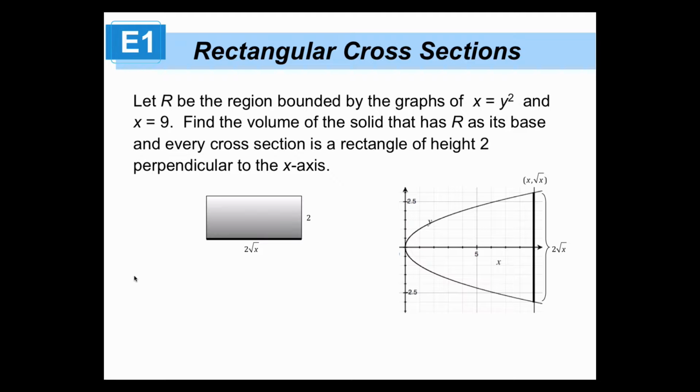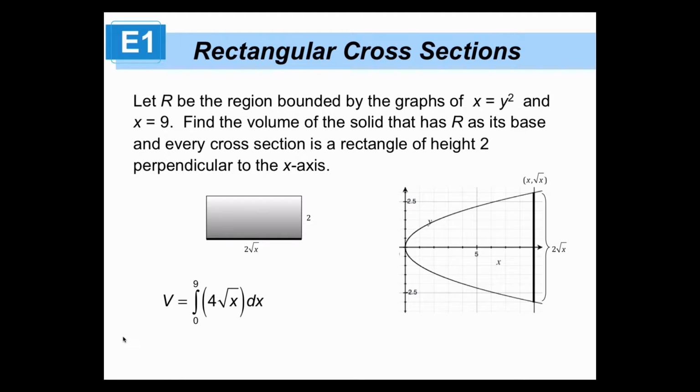How are we doing so far? Good. Okay. What's the area of that rectangle? 4 root x. I'm taking rectangles from where to where? 0 to 9. Done. That's it. It's not. Of course it's going to get harder. I intentionally started with an easy one.